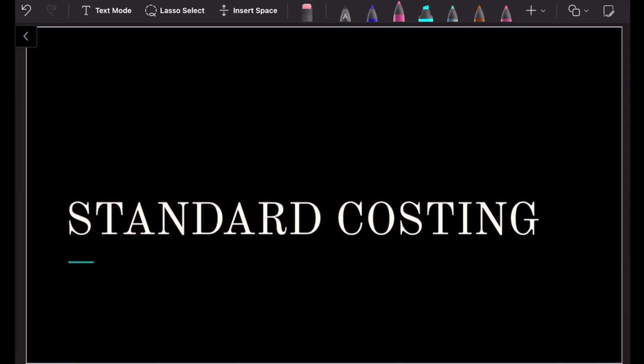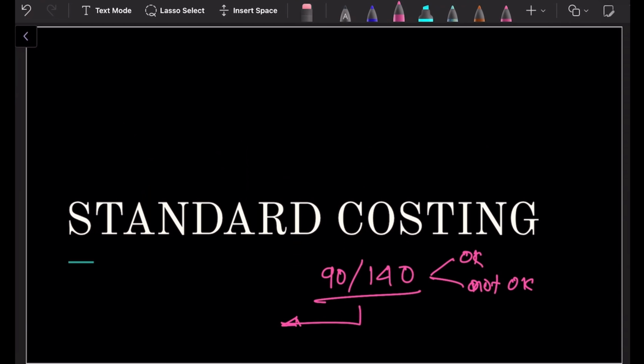Typically what happens in an organization, a production concern, they want to compare their actuals with some reference. For this same purpose, they create some reference values which are called standards. If I have to give you a daily example, let's say you go for a medical checkup, they check your blood pressure. So they say it is 90 by 140. Now whether this is okay or not okay, how do you find out? This is found by comparing it to a standard value of 80 by 120.